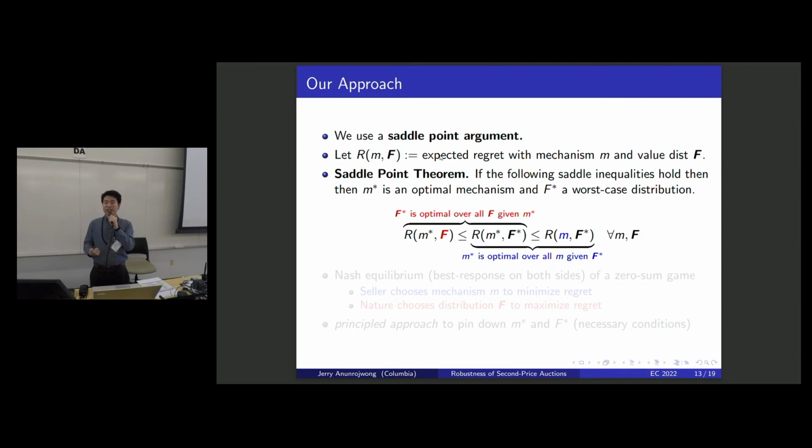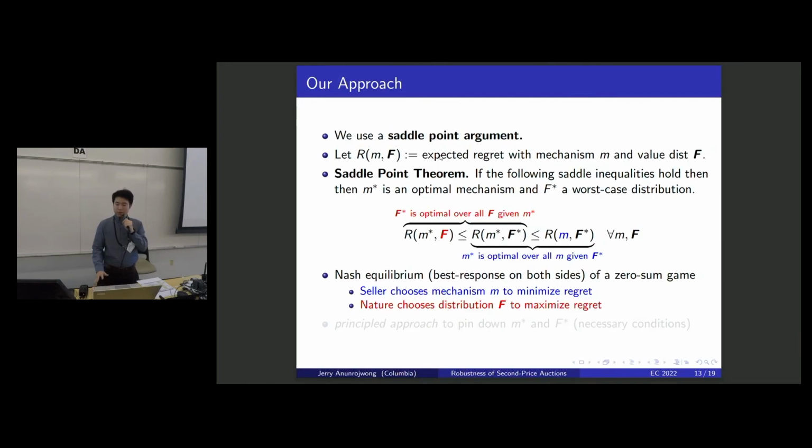These conditions say that if you fix mechanism M star, then F star is optimal over all F, and if you fix F star, M star is optimal over all M. Intuitively, this is true because we can think of this as a zero-sum game between seller and nature, and this condition describes a Nash equilibrium where both players, seller and nature, are best responding. Seller chooses mechanism M to minimize regret, and nature chooses distribution F to maximize regret.